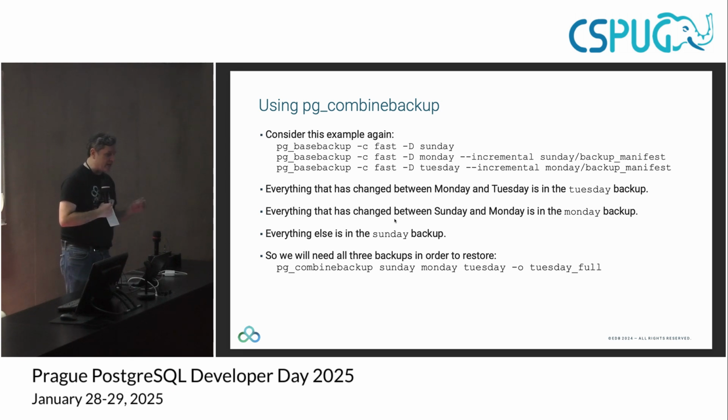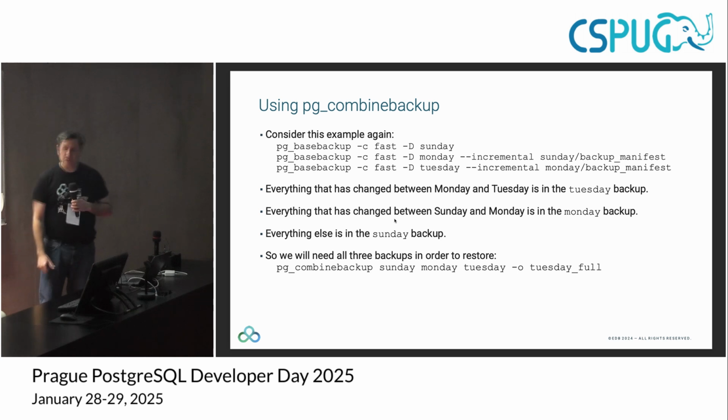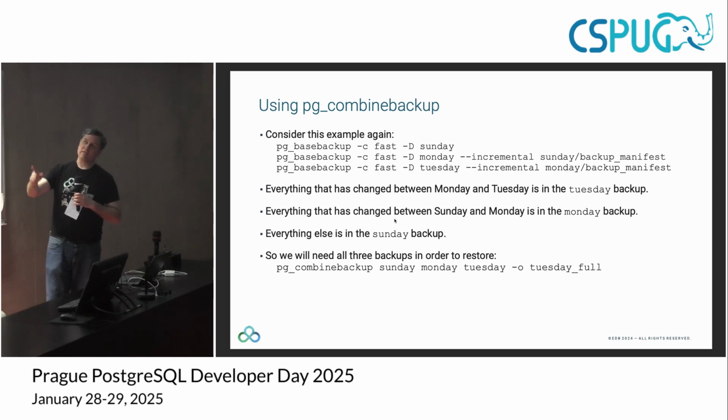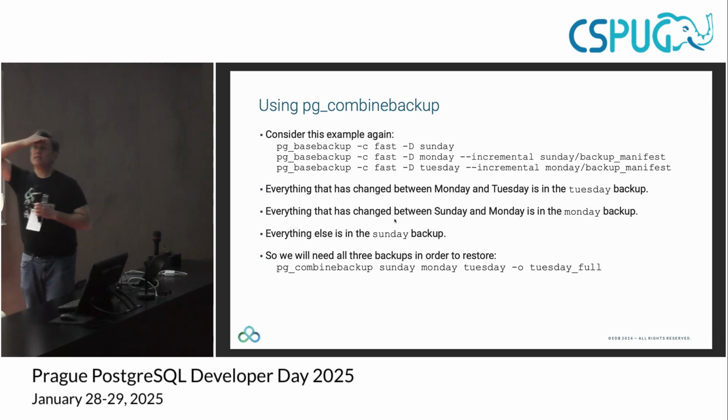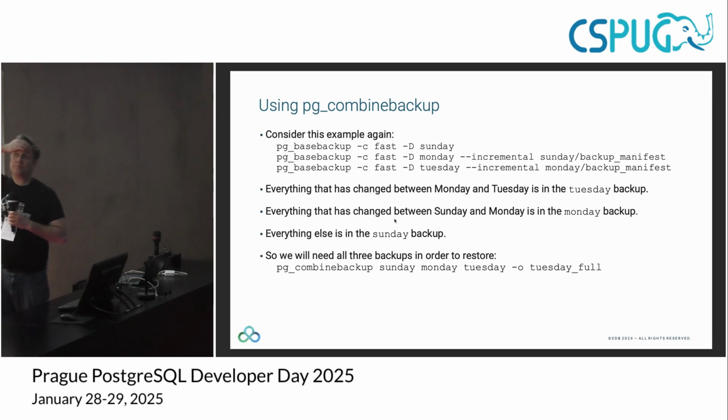So what we need is a data directory that we can use to run Postgres. And none of the directories that we have are that. We need to pull the correct data from these 3 different backup directories that we have and combine it into a data directory. So there's a new tool in 17 to do exactly that. It's called pg_combinebackup. And we need to run that tool here.